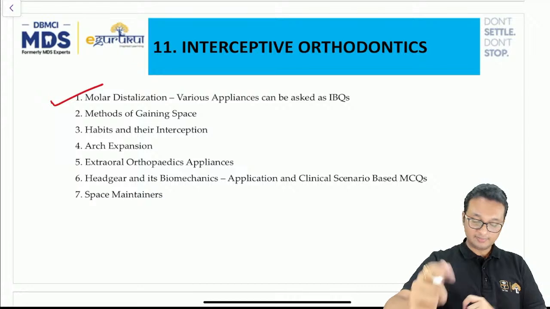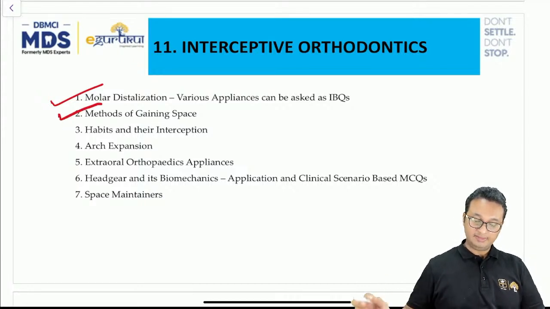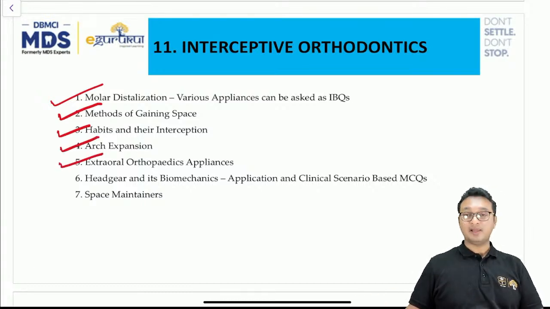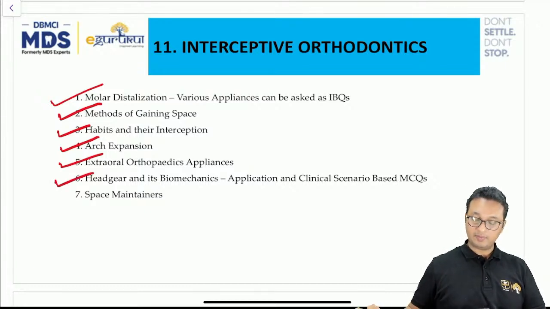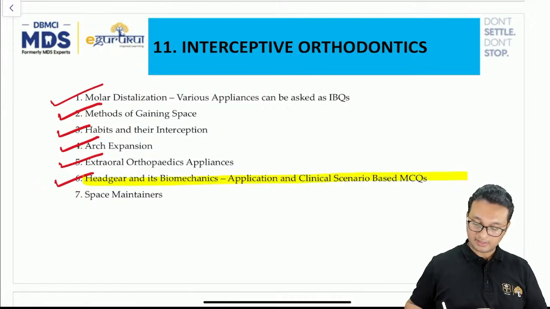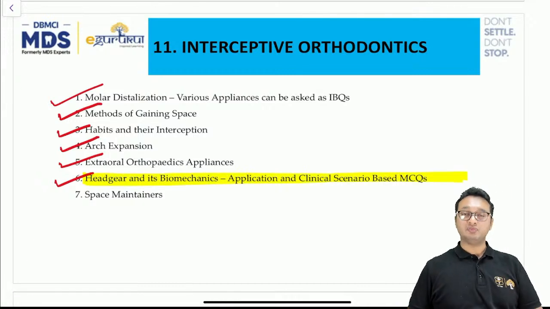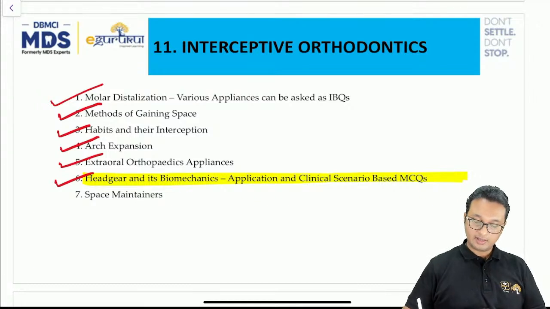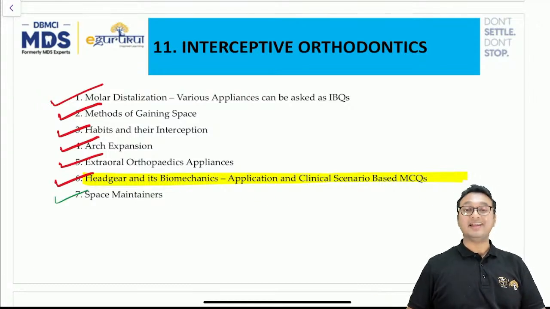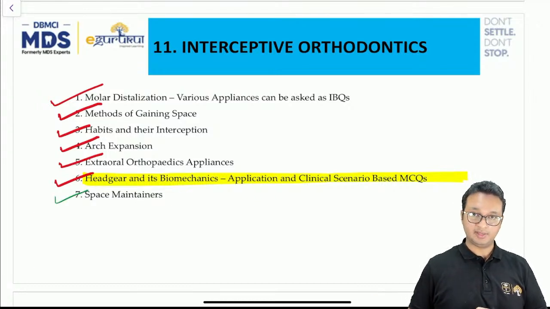Alright? Then methods of gaining space, habits and their interception, arch expansion, extraoral orthopedic appliances, headgear, face mask, chin cup. Headgear and its biomechanics. This is again important. Application and clinical based scenario MCQs will be asked. Okay, and finally space maintenance from preventive orthodontics can also be asked.